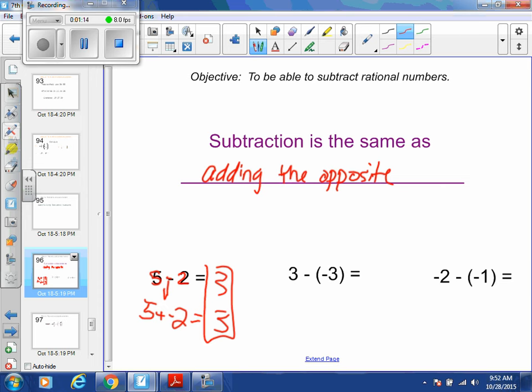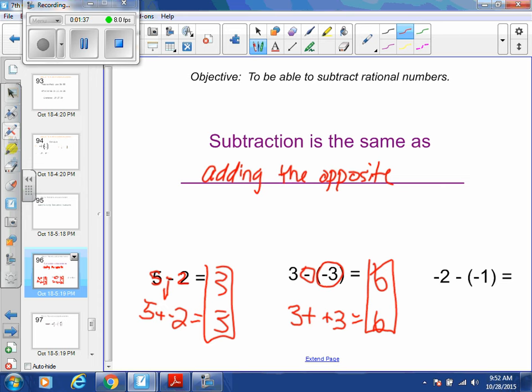More proof? Alright, 3 minus negative 3. If you type that into your calculator, you are going to get positive 6. Guarantee it if you type it in right. Alright, if we change the subtraction to adding and take the opposite of what comes next, 3 plus positive 3 is 6. So there is more proof that subtraction is the same as adding the opposite.